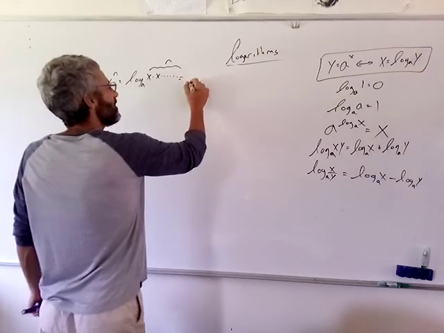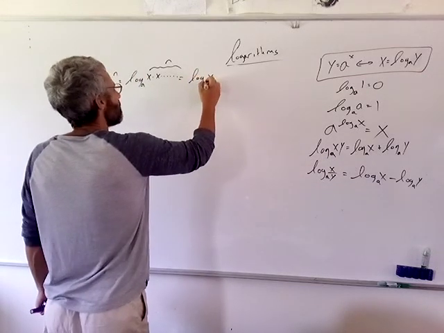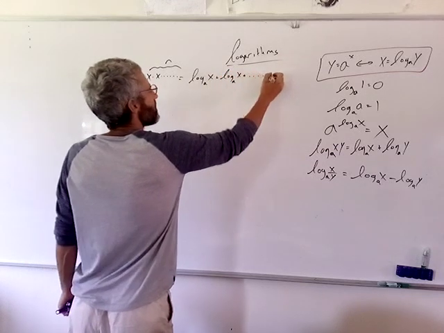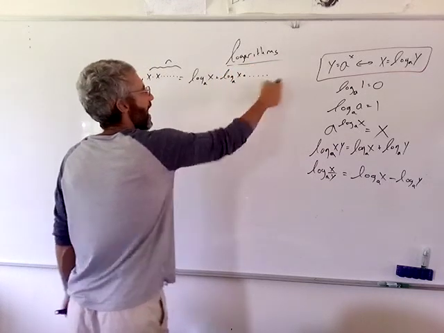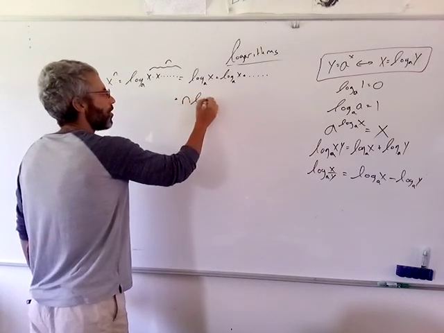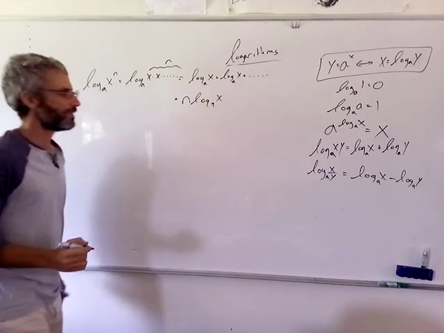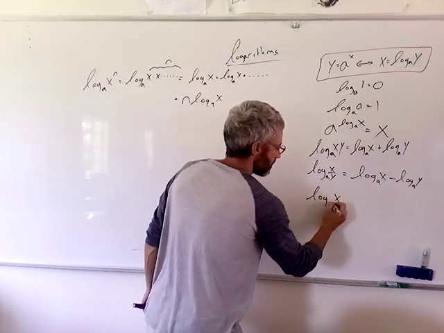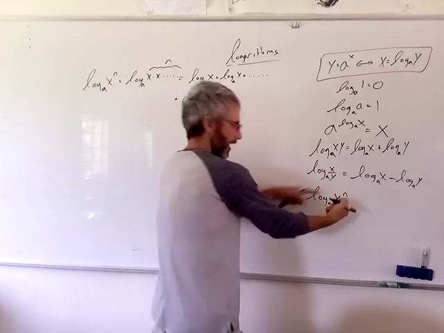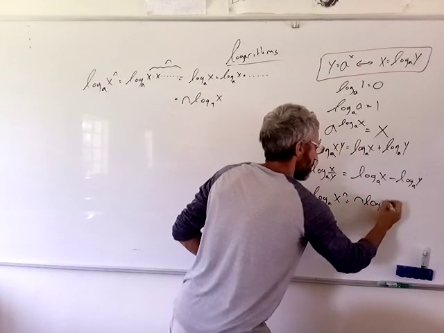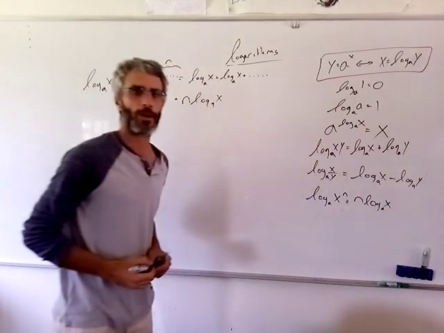So it's going to be log x base a plus log x base a, how many times? n times. There will be n of these. So we can write it down as n log x base a. And that's the rule that I've got here. If I've got log of x to the power n in base a, I can just take that exponent out. It's n log x base a. Okay?